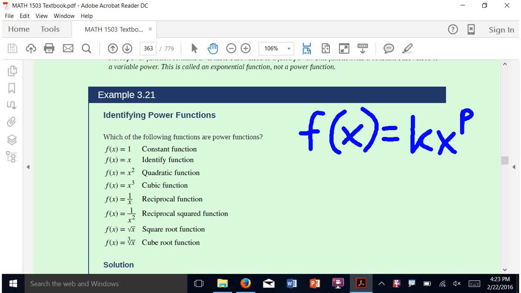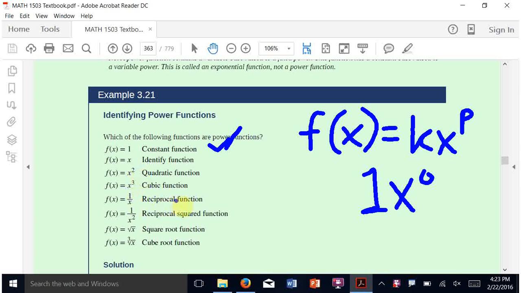to the p? Well, for this constant function, you could do x to the 0 and k is 1. So then you could say, well, is 0 a real number? Yes. 1 is a real number. So check. That works. Identity, you'd have k is 1 and p is 1. Quadratic, k is 1, p is 2.